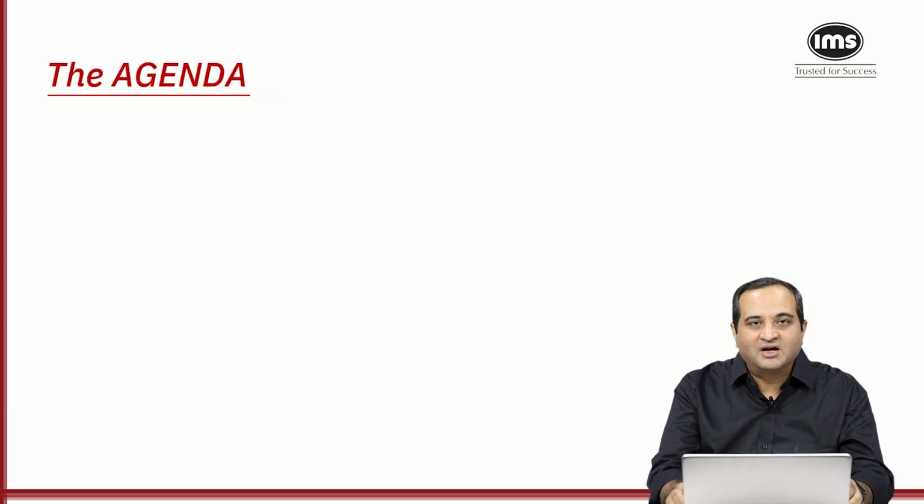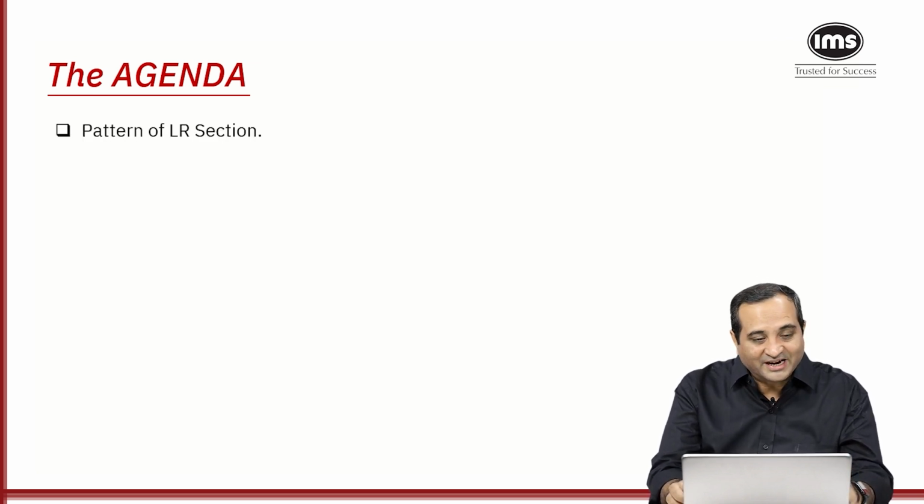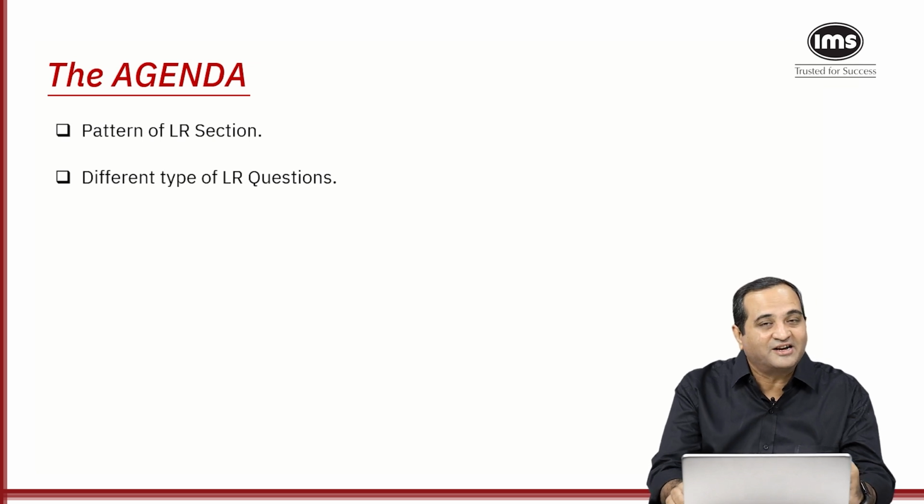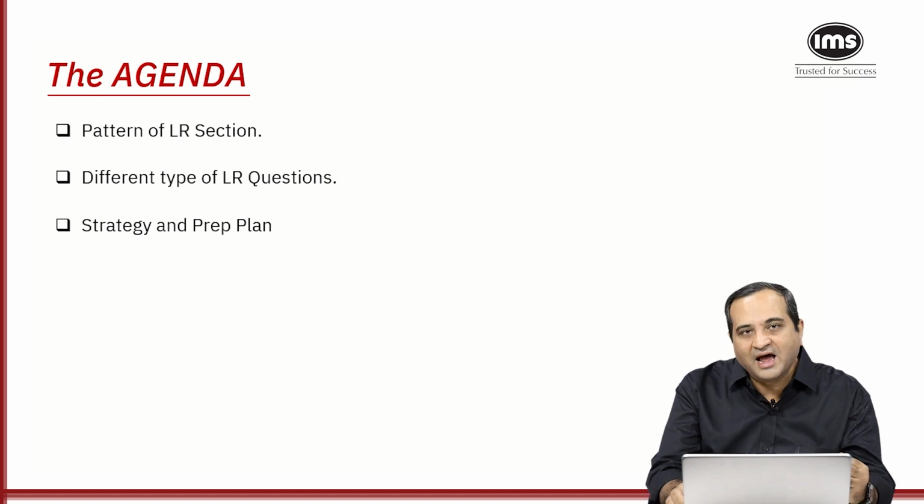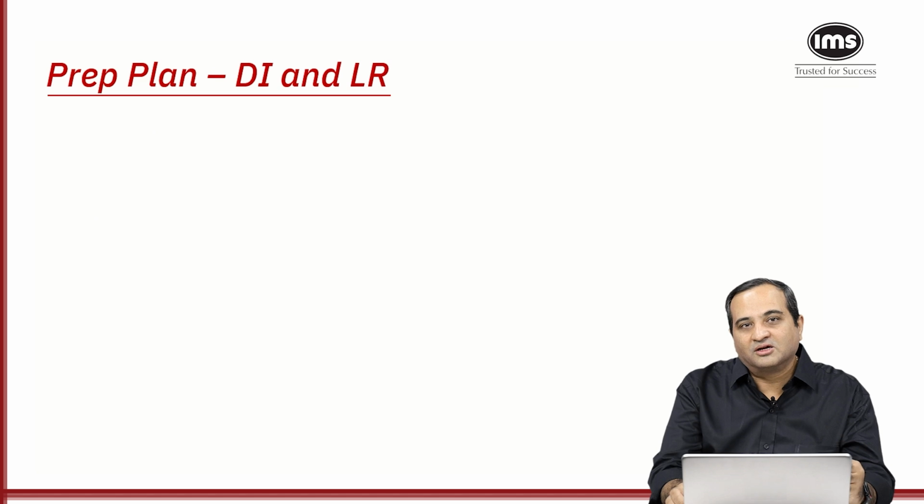First thing to begin with, let us look at what we are going to cover in this session. The first thing that we will look at is the pattern of the LR section. The second is the different types of LR questions that are there. And the third is what to study and what not to study in this LR section. So, let us look at the structure of the LR section of JIPMAT.